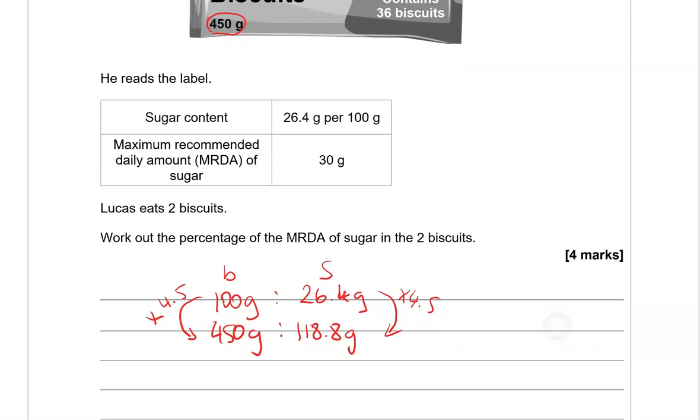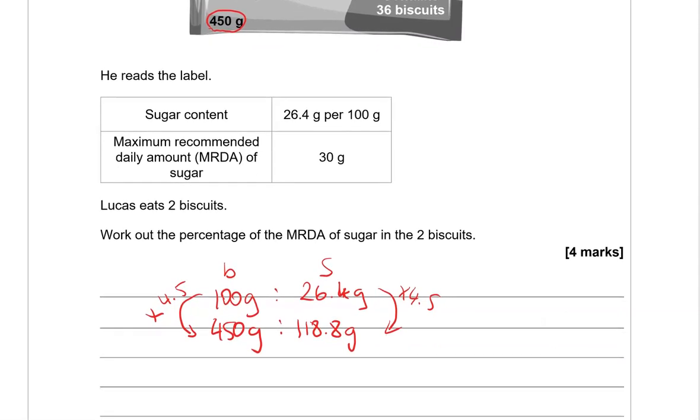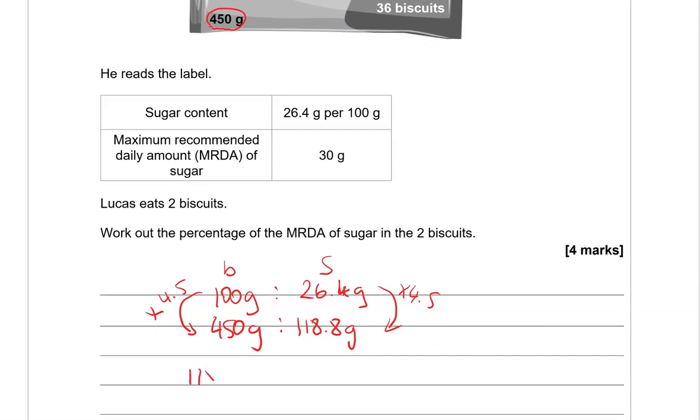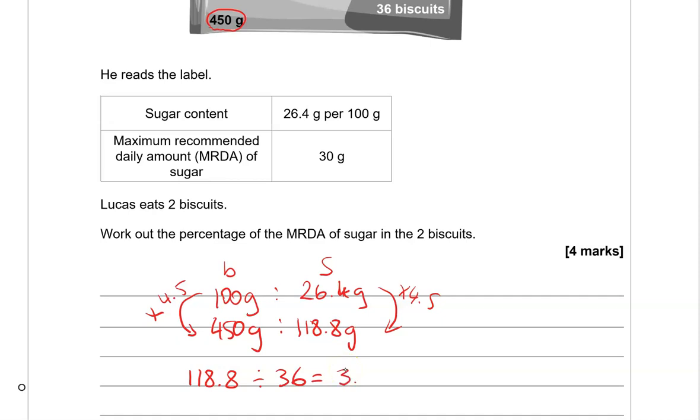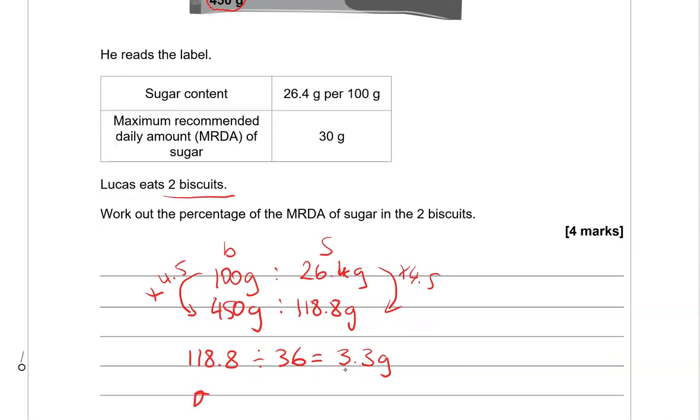Now we're going to work out how much sugar there is in one biscuit. So we're going to do 118.8 divided by 36, which is 3.3 grams of sugar per biscuit. We're told that Lucas eats 2 biscuits, so we're going to do 2 times 3.3, which gives us 6.6 grams of sugar.